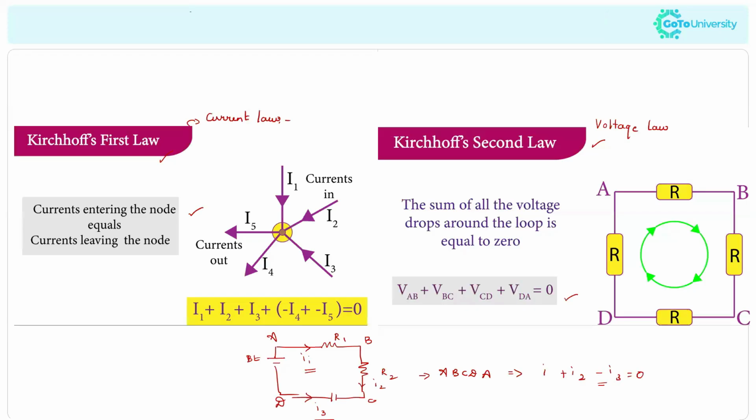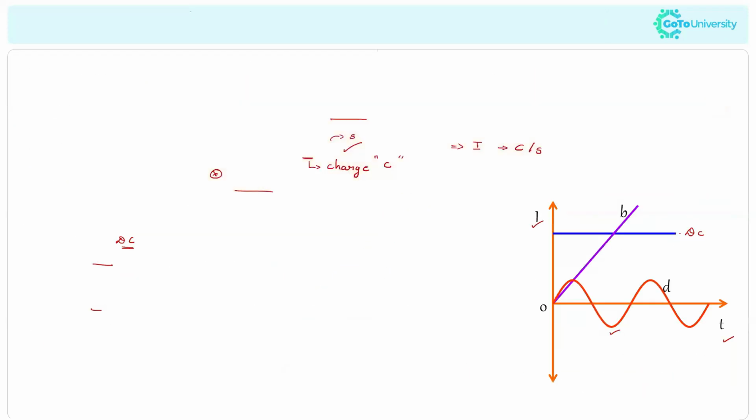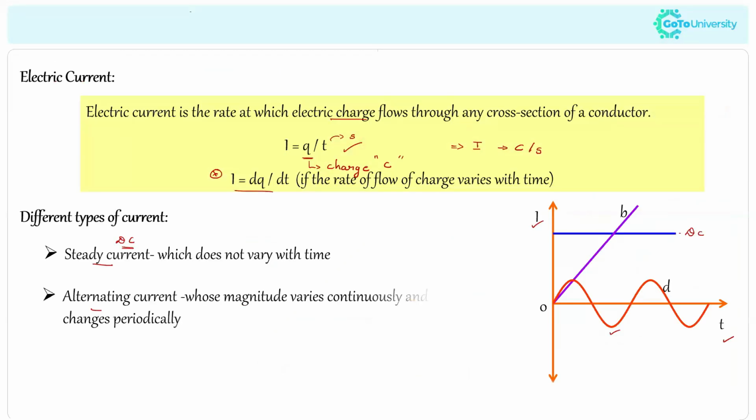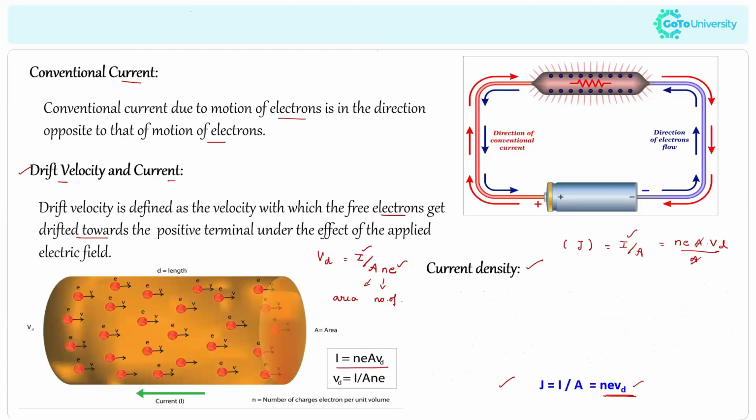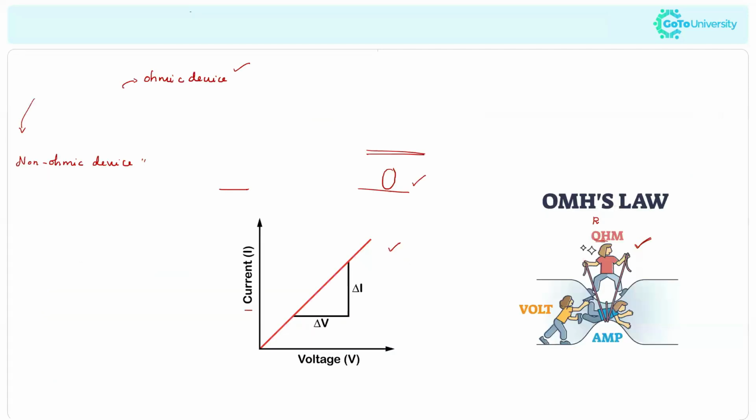So now I'm just going to revise from the first, then we can solve the related questions. So the first one is about the electric current. We said the electric current is nothing but the rate at which the electric charge flows through any cross-sectional area of a given conductor. And the formula we will use here is I is equal to Q over T. We also studied the types of current. And the second, we studied the conventional current, the drift velocity and the current density.